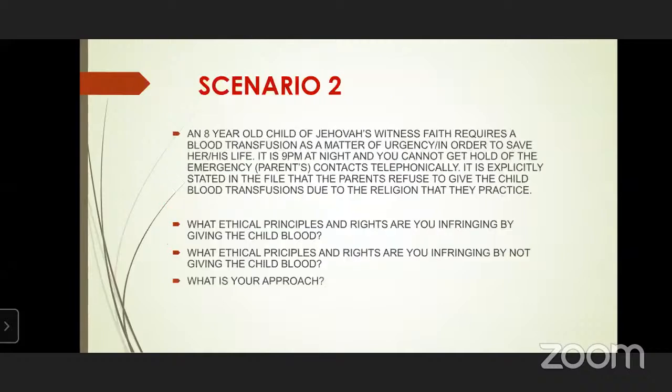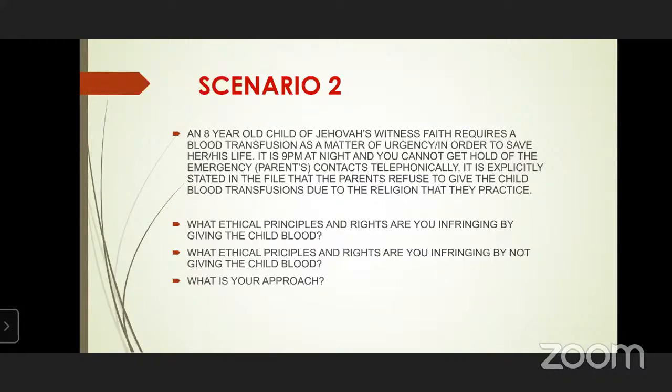So yeah. Let's go to a second scenario. Classic Jehovah's Witness. An 8-year-old child of Jehovah's Witness faith requires a blood transfusion as a matter of urgency in order to save his or her life. It is 9 p.m. at night, and you cannot get hold of the emergency contacts, which are the parents, telephonically. It is explicitly stated in the file that the parents refuse to give the child blood transfusions due to the religion that they practice. What ethical principles and rights are you infringing by giving the child blood?